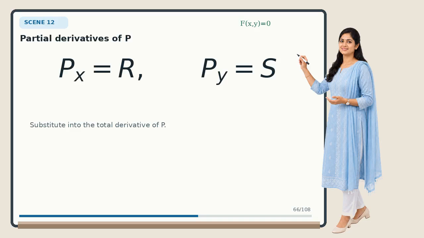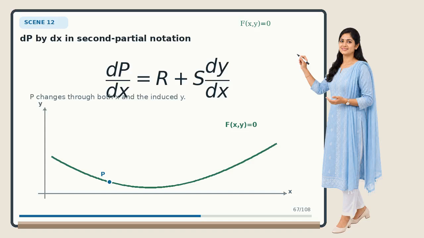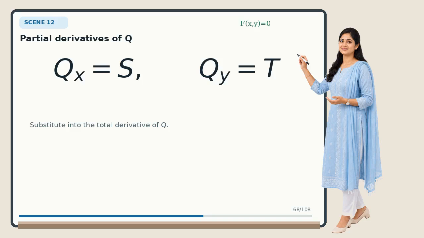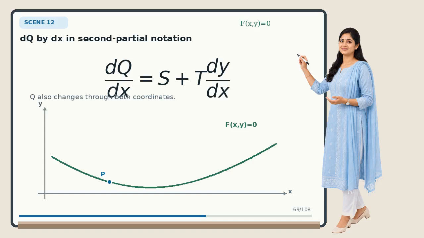Because p equals f sub x, p sub x is f_xx, namely R, and p sub y is f_xy, namely S. Therefore dp by dx equals R plus S times dy by dx. Because q equals f sub y, q sub x is f_yx, namely S, and q sub y is f_yy, namely T. Therefore dq by dx equals S plus T times dy by dx.